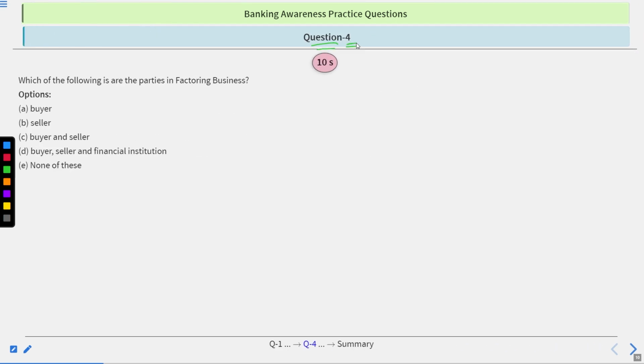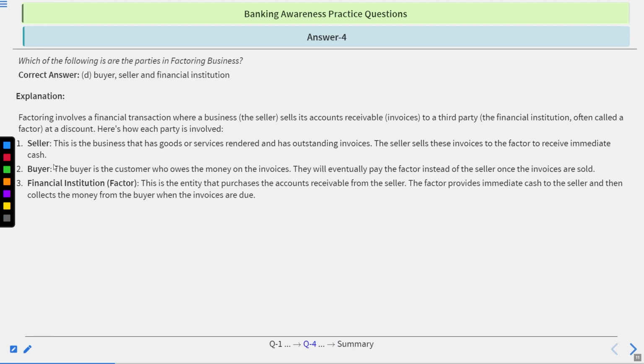Question number 4. Which of the following are the parties in factoring business? Buyer, seller, buyer and seller, buyer, seller and financial institution, none of these. Again, 10 seconds you have. Time starts now. Okay, the time's up. Correct answer is D, buyer, seller, and financial institution.